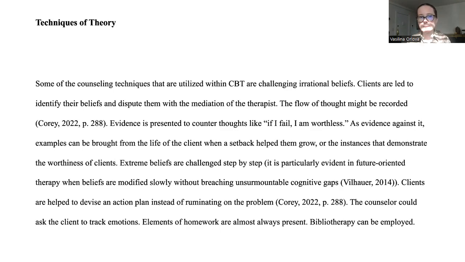So some of the counseling techniques that are utilized within CBT are challenging irrational beliefs. Clients are taught to identify those beliefs first, because you can't challenge the beliefs unless you really know what you believe. Then you dispute them with the mediation of therapists. So how are these beliefs identified? They can be, for instance, recorded. This flow of thought might be recorded, and then these statements are challenged because, for instance, a thought like, if I fail, I'm worthless, is a very extreme thought.